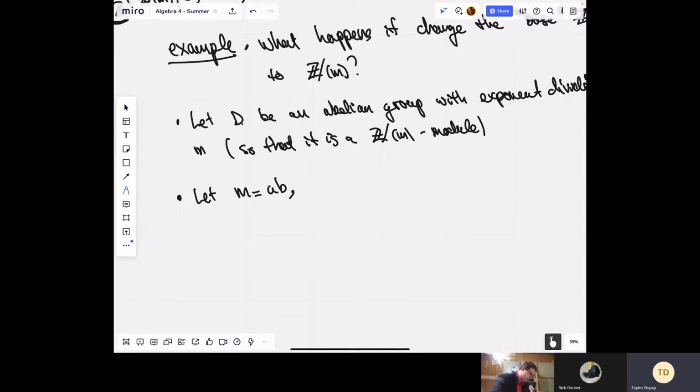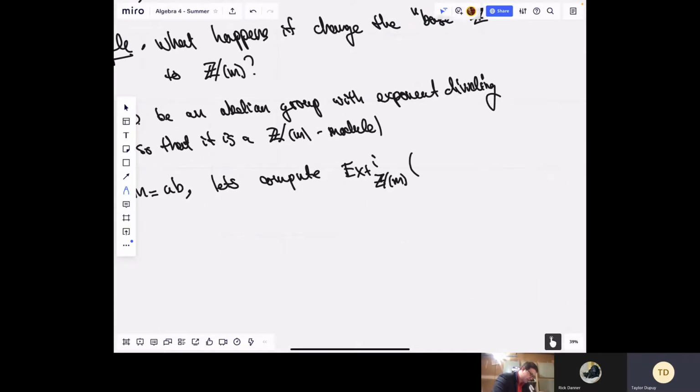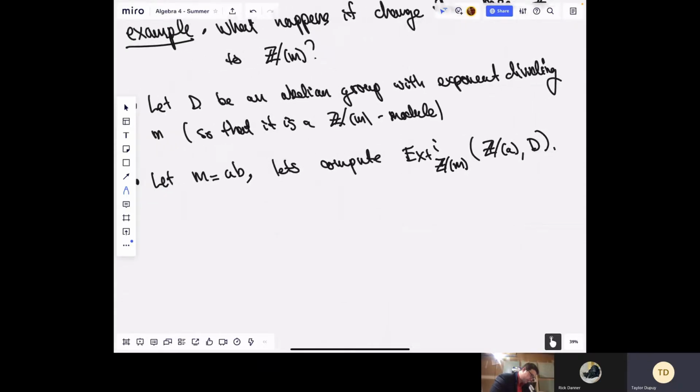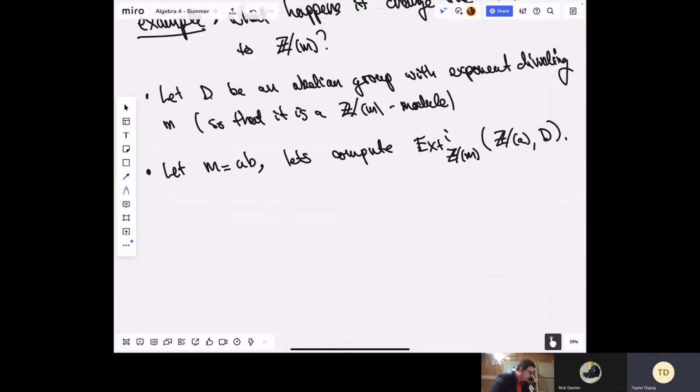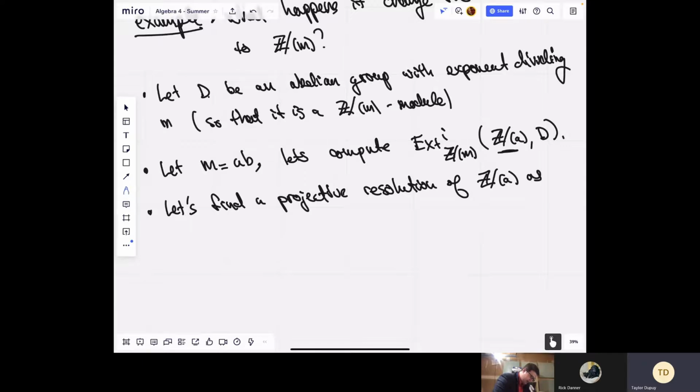Okay, and so let's let m equal ab, and then let's compute Ext^i of Z mod a with coefficients in D. Okay, so let's modify this a little bit. What we need to do is come up with a projective resolution. So let's find a projective resolution of Z mod a as a Z mod m module.